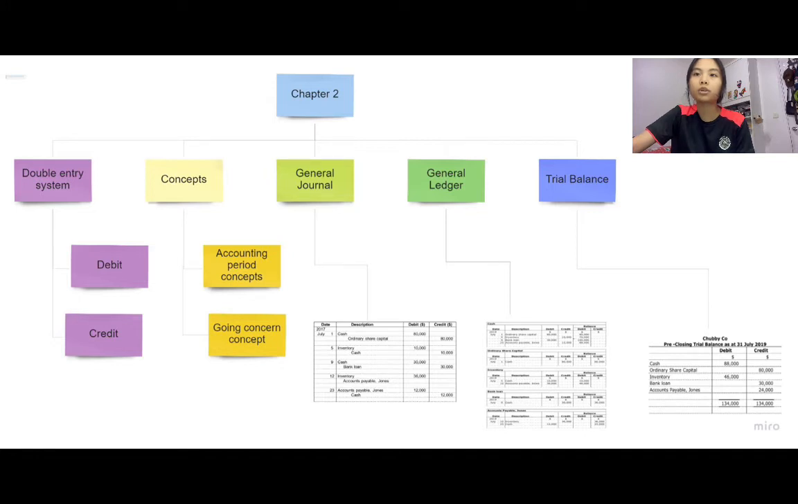This pattern follows for the subsequent values to post the transactions from the general journal to the general ledger. Preparing the pre-closing trial balance: list the ending balances of all the accounts in the general ledger. Total debit balances equal total credit balances.